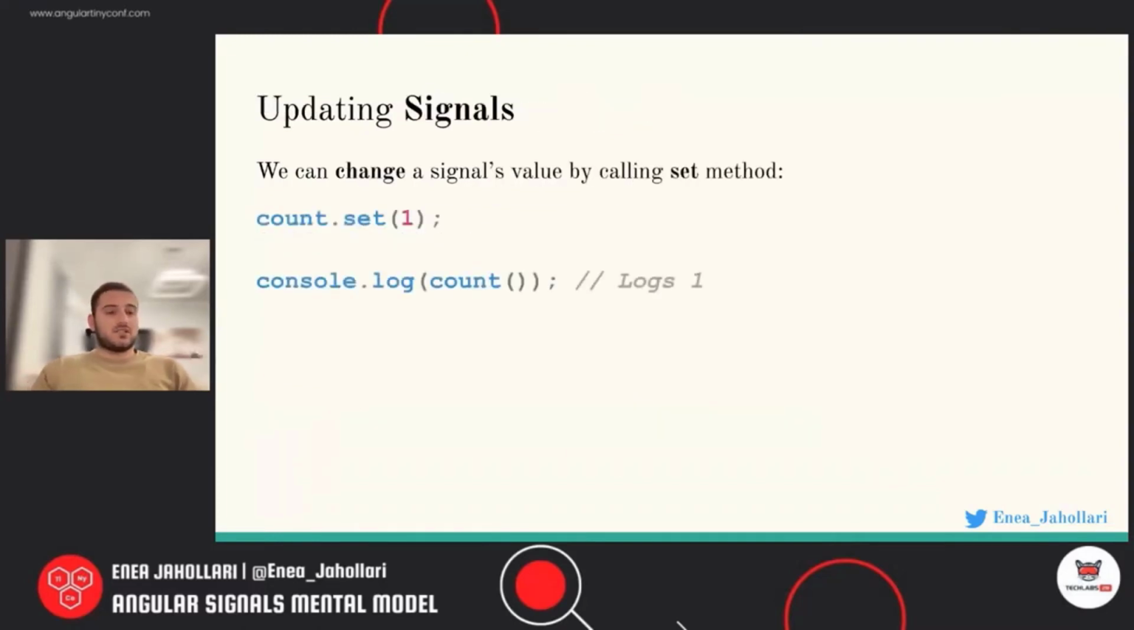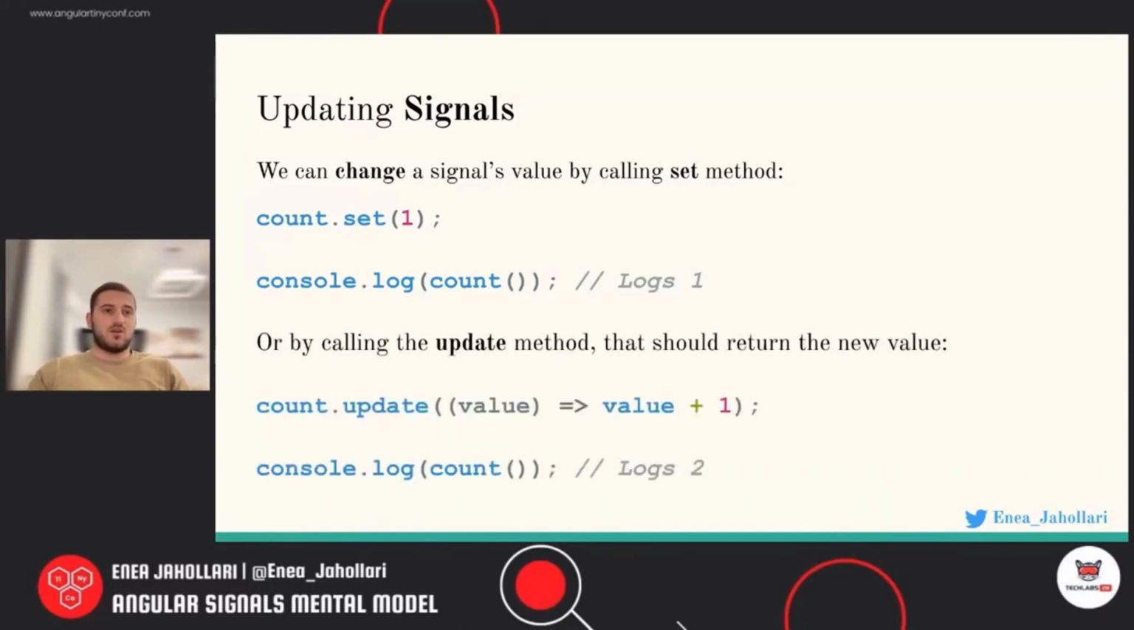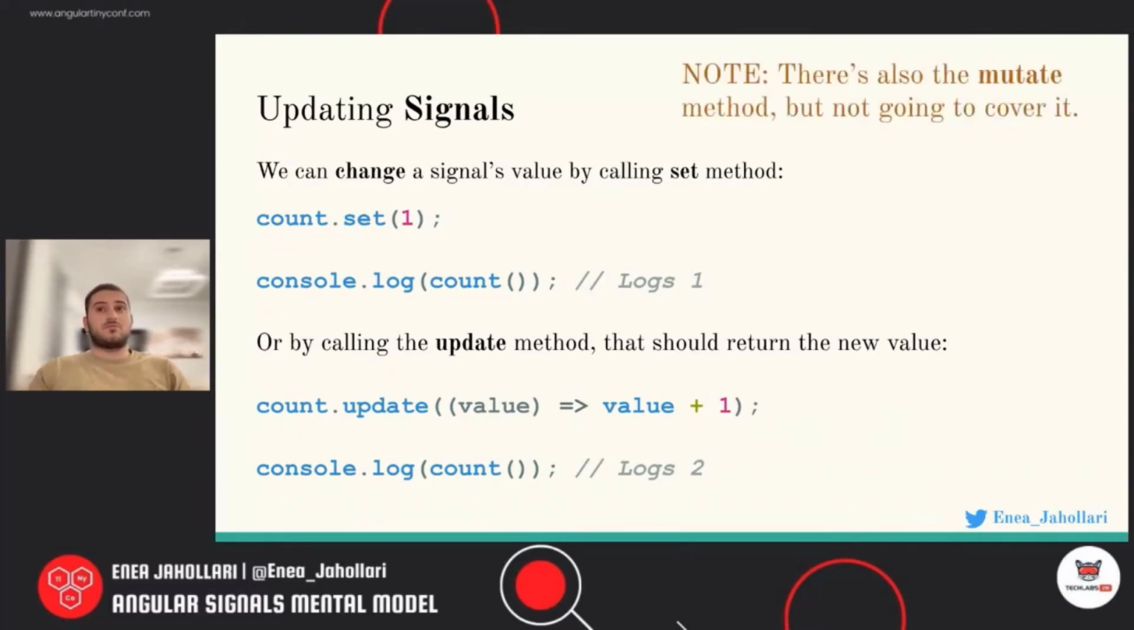We can update signals by calling the set method on them. As you can see, we have called set there, and we have console logged the value, and of course, it should show 1. Or we can update them by using the update method, which accepts a callback function that gives us the current value and where we need to return a new value. And if we log again, we will see 2 in the console. There's also the mutate method, but I'm not going to cover it.